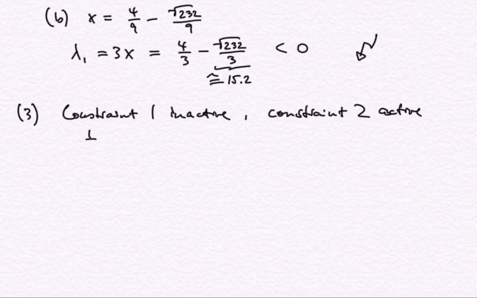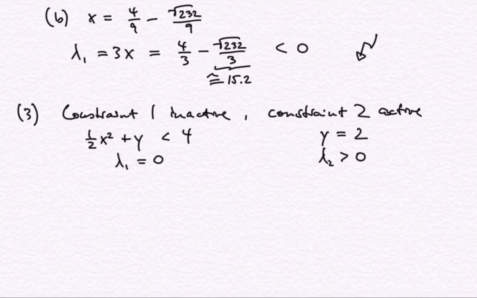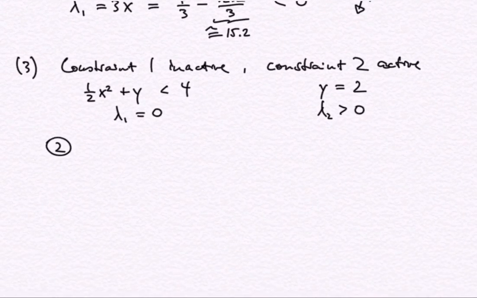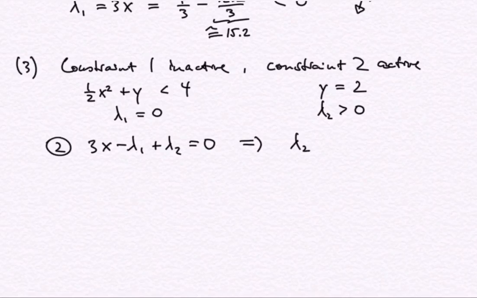This means that 1/2 x squared plus y is strictly less than 4, which means that the first Lagrange multiplier is equal to 0, and here activity means that y is equal to 2, and the Lagrange multiplier is therefore strictly positive. I go into Kuhn-Tucker condition 2, which says 3x minus lambda 1 plus lambda 2 equal to 0. Now lambda 1 is equal to 0, and therefore I get immediately that lambda 2 is equal to minus 3x.